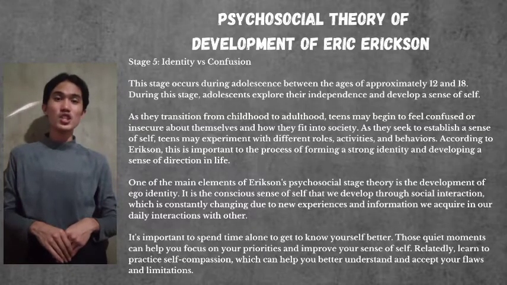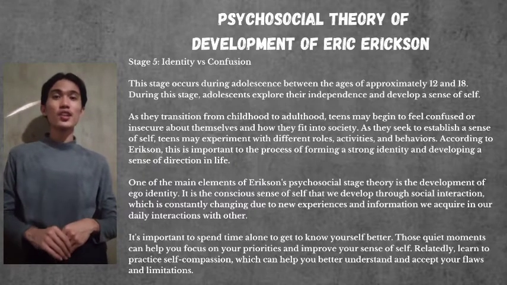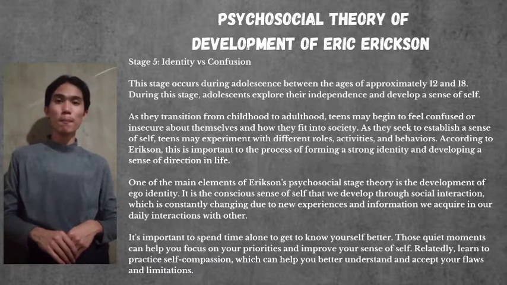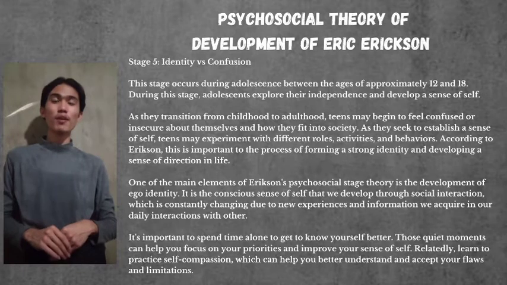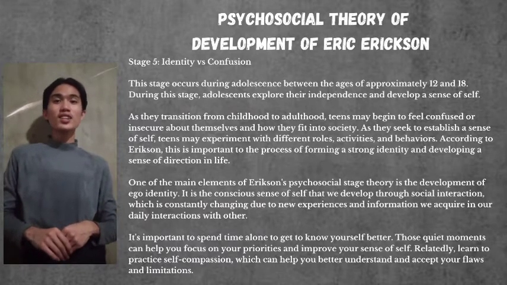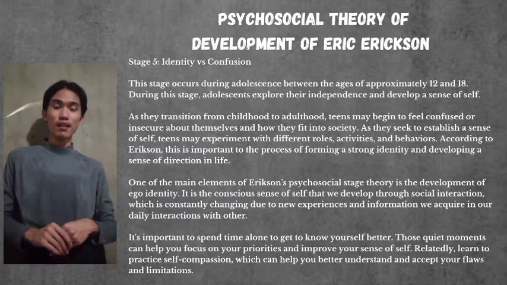Identity versus confusion is the fifth stage of ego in psychologist Erik Erikson's theory of psychosocial development. This stage occurs during adolescence, between the ages of approximately 12 and 18. During this stage, adolescents explore their independence and develop a sense of self.